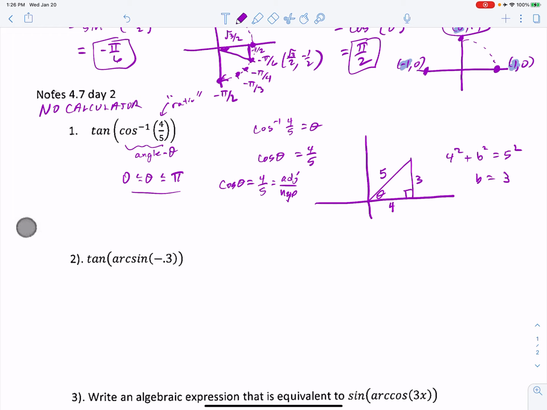And so the tangent of that angle is going to be opposite over adjacent. And so the tangent, the angle is this. That expression means an angle. And your answer is 3/4.